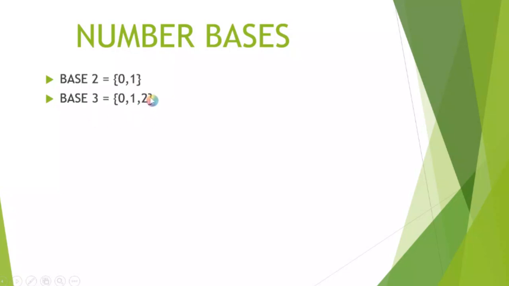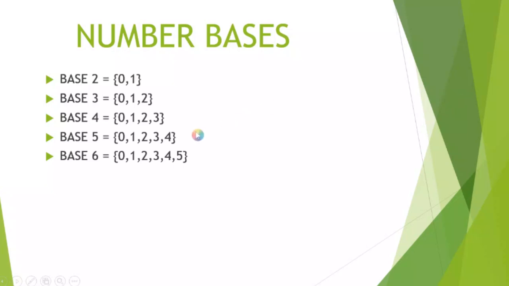So as you can see here, we had base 2, and then we didn't have a 2 in the set of the numbers that are present in base 2. And then in base 3 we're having 0, 1 and 2. Base 4 we are having 0, 1, 2 and 3. Base 5 we're having 0, 1, 2, 3, 4.